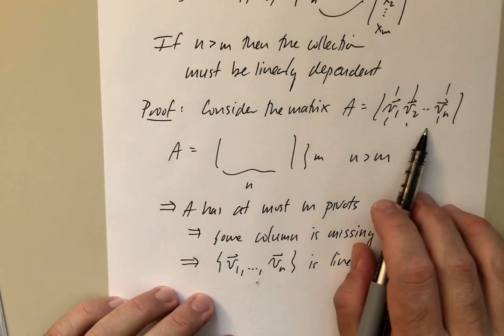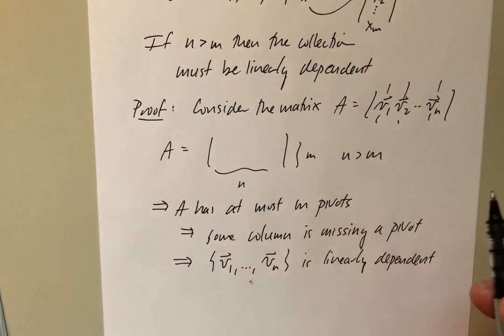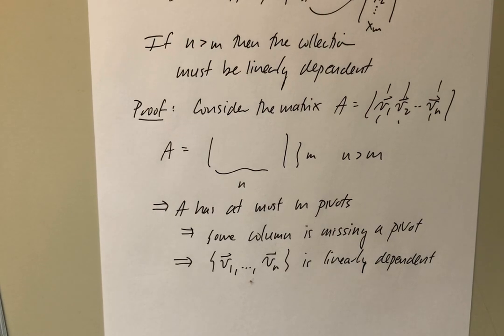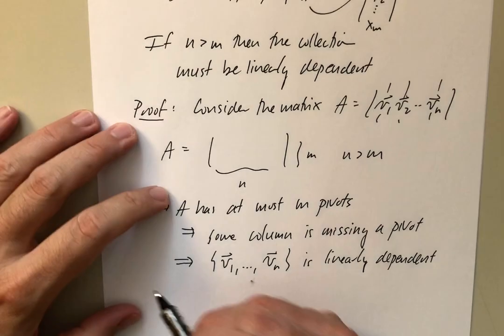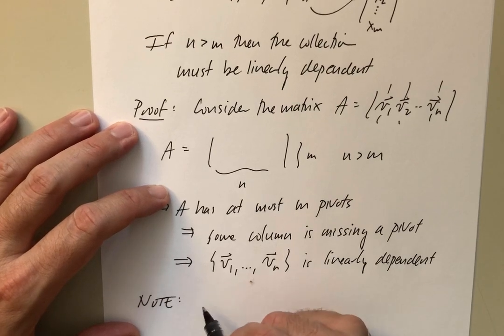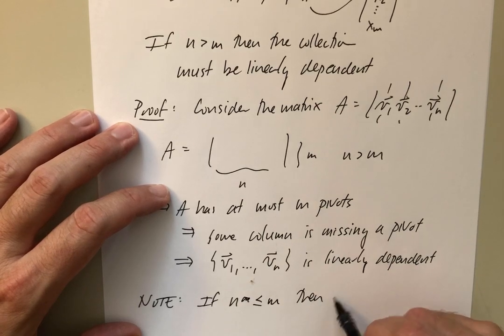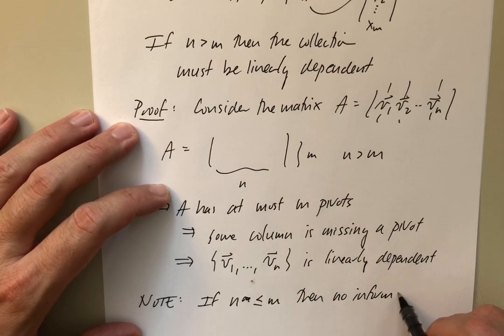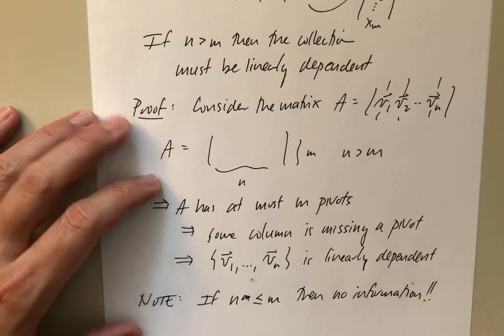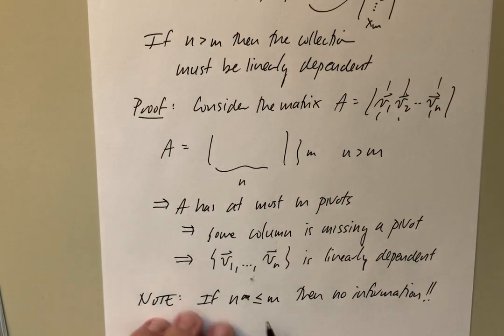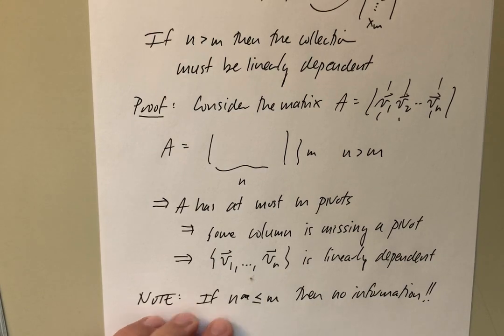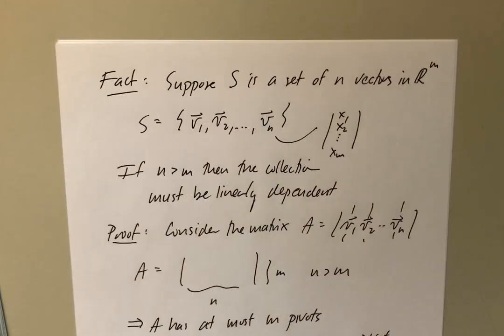So this is another example of the shape of the collection. If you have more vectors than the size of each vector, then you know it's a dependent set. And that's a very nice trick because you don't have to check anything. There's no row reduction necessary. It's an immediate observation. Let me just note, as a caution, that if n is less than or equal to m, then there is no information. You can't make a similar observation if you have the number of columns less than or equal to the number of rows.